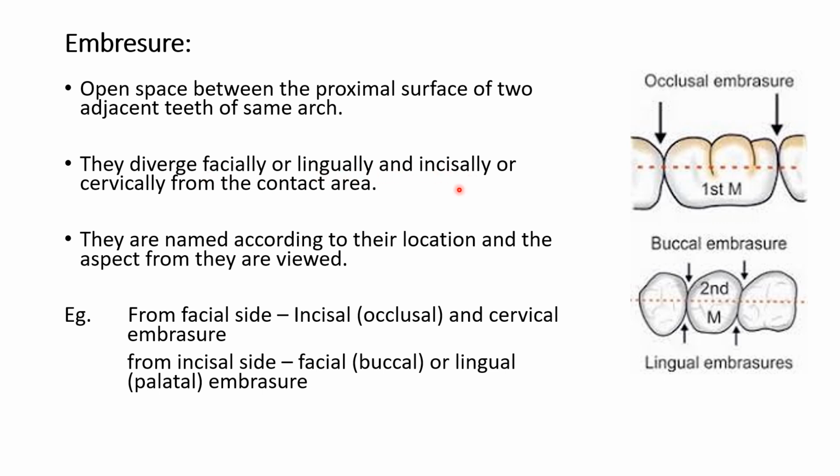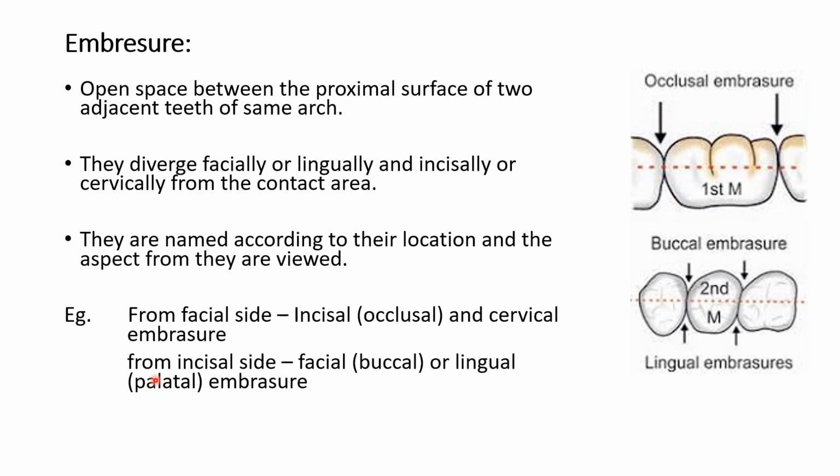The names of these embrasures are according to their location and the aspect from which they are viewed. If I am looking from the facial or buccal side, I will say it is an occlusal embrasure. You can see the triangular space here. So this is an occlusal embrasure and a cervical embrasure. Two embrasures I can visualize from the buccal aspect: the occlusal embrasure and the cervical embrasure.